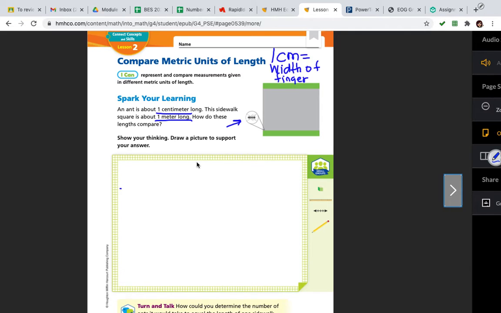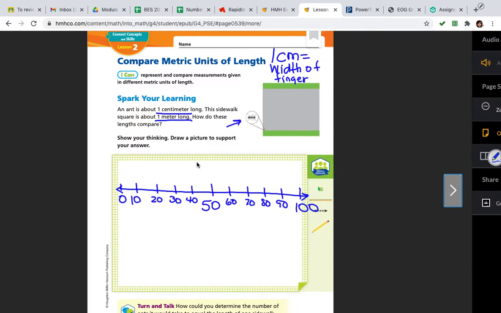Let's draw a number line. So let's compare the ant to the meter. Let's start at 0, and this is going to be 100. Let's do 50 right here. I'm going to cut it in half, 50. It's hard for me to number line. 10, 20, 30, 40. Okay, 50, 60, 70, 80, 90. Hey, that's pretty good. 10, 20, 30, 40, 50, 60, 70, 80, 90, 100.